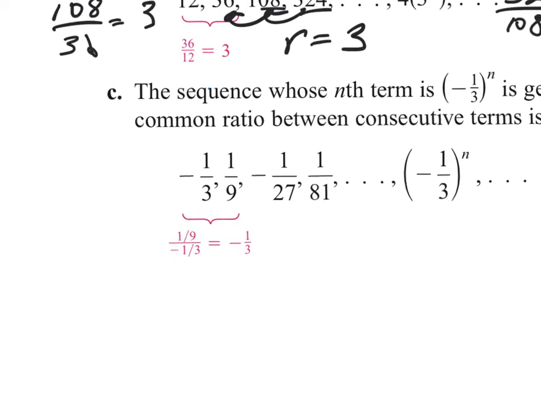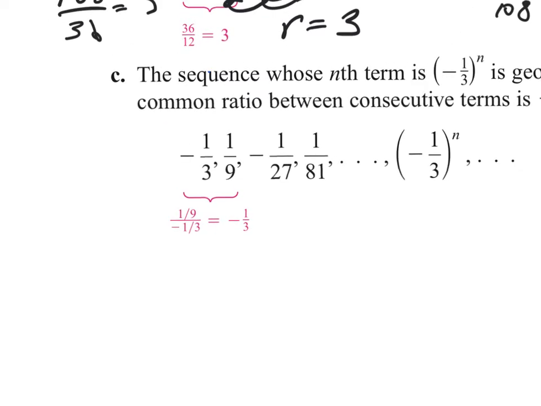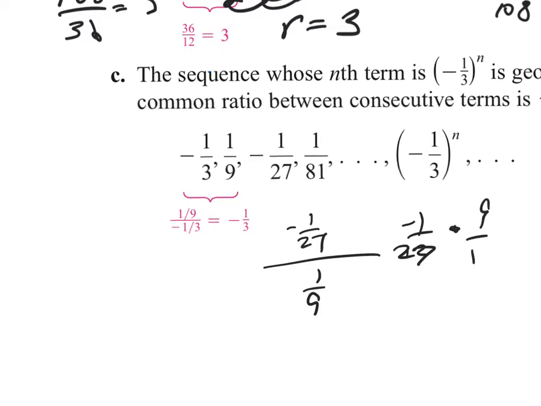So especially if you get something like this, you're like, ooh, fractions. Well, most of us would see that 3, 9, 27 has something to do with 3, correct? But if you're not 100% sure, just take negative 1/27 divided by 1/9. You can do that in your calculator, or in your head. Negative 1/27 times 9 over 1, if you flip, you get negative 1/3.